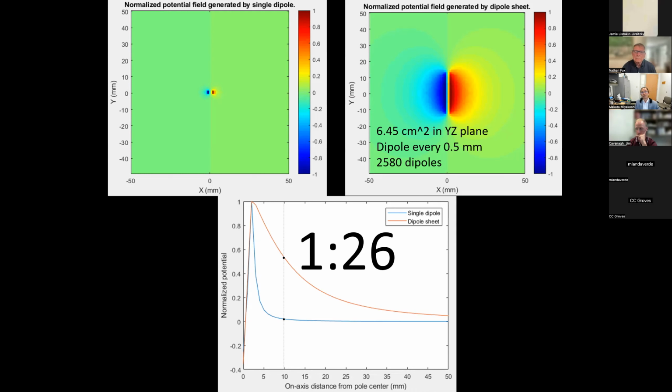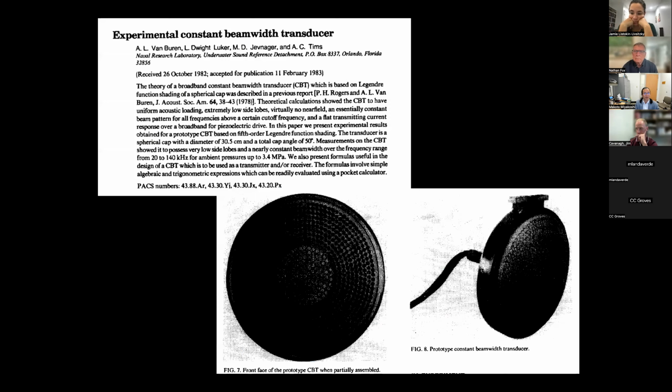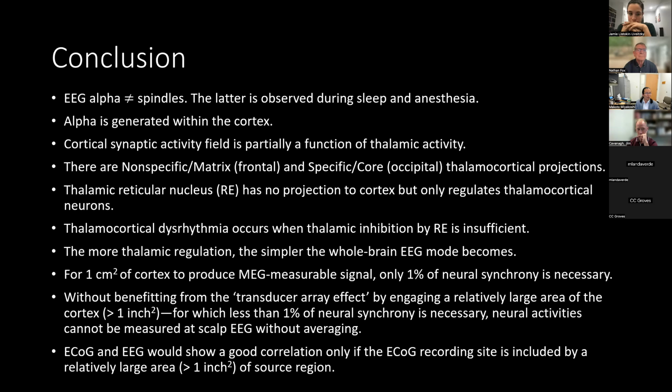This means that how much voltage we can measure as an EEG is largely dominated by how large the source is, not how strong the source is, but how large. And again, the synchronization ratio we observed tells us that it only needs less than 1% of the synchrony. Okay, those are all the presentations I prepared for today. Thank you very much.